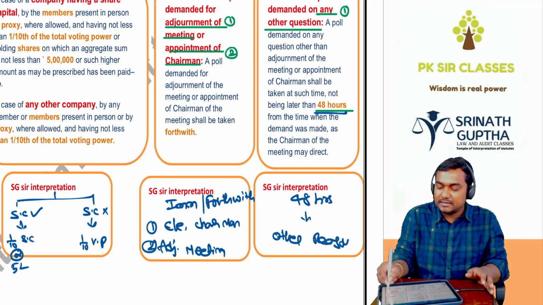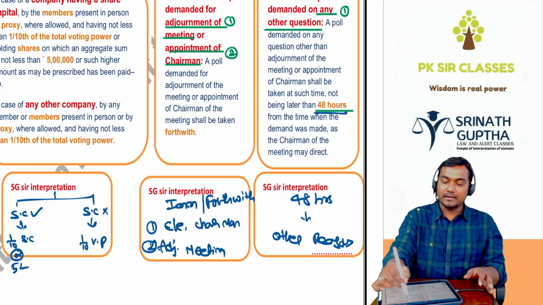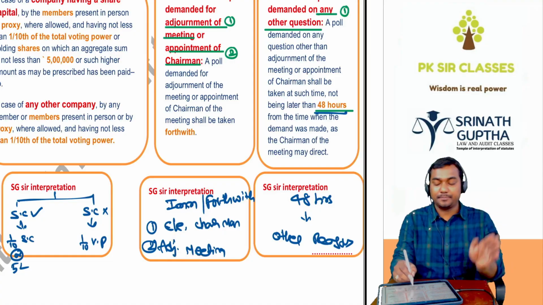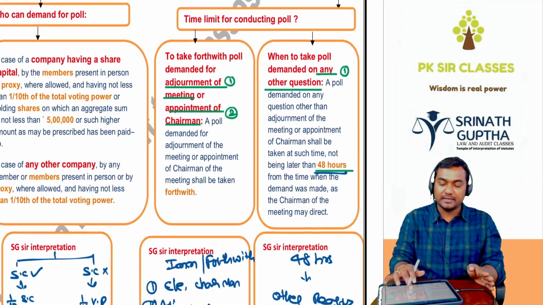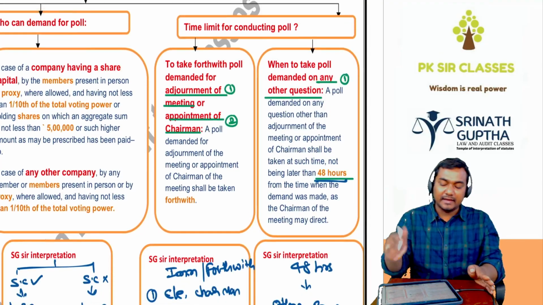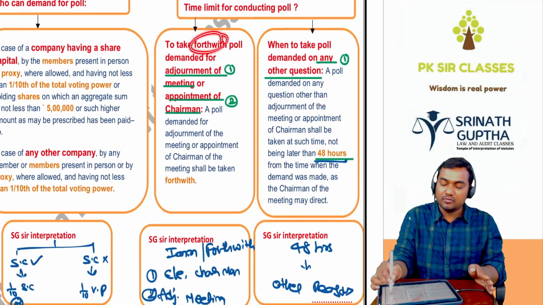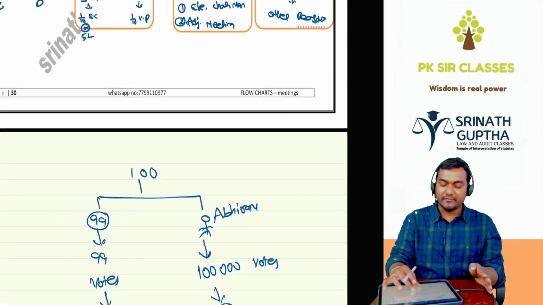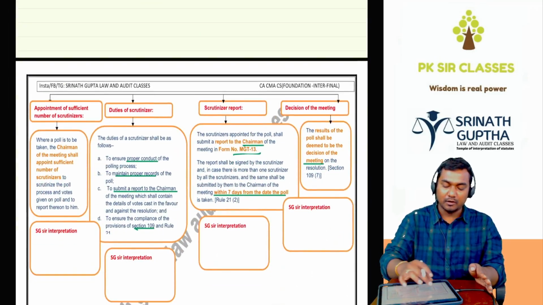So Paranika is asking for the poll for election of a new chairman. For adjournment of the meeting, the chairman has to conduct the poll immediately or forthwith. For any other reasons, we can conduct the poll within 48 hours from the demand. Then, beta, a member can demand a poll if he has 1/10 of the voting power. How much, beta? How much?